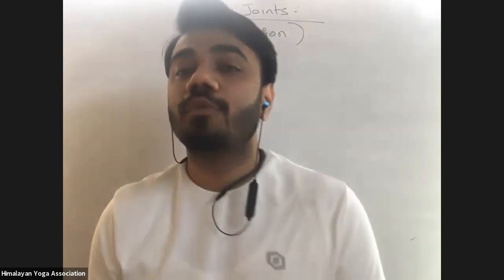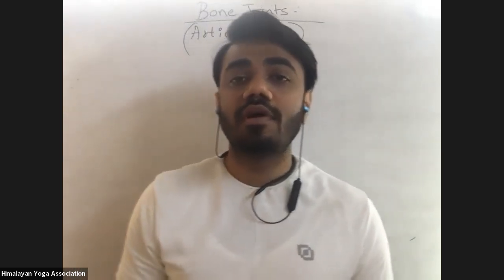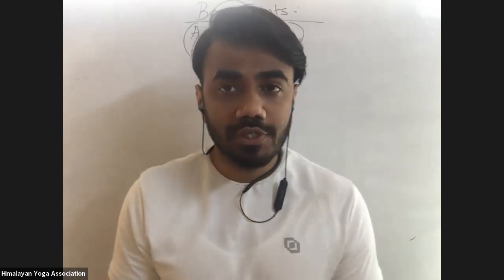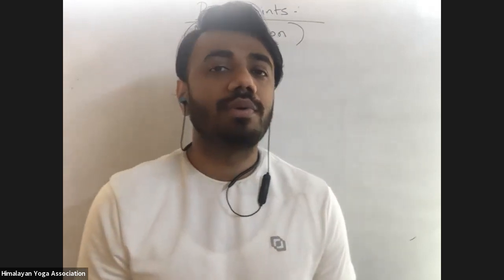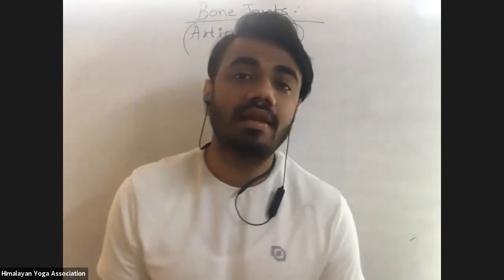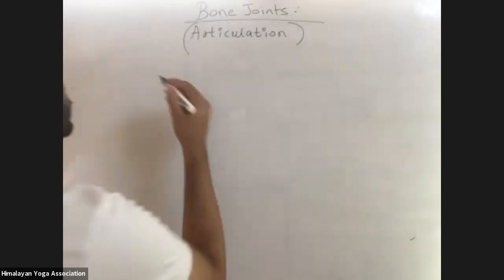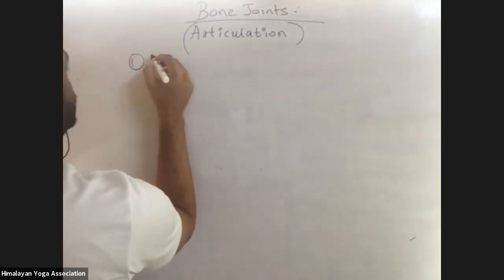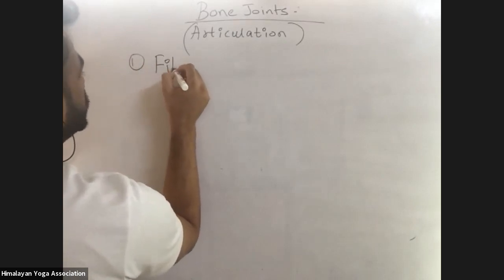The different types of bone joints are fibrous bone joints, then we have the cartilaginous bone joints, and we have the synovial bone joints. These terms might be a little hard to get, but in simple terms, I will also clear up what these fibrous, cartilaginous, and synovial bone joints are. So first, the types of bone joints. The first type is fibrous bone joints.